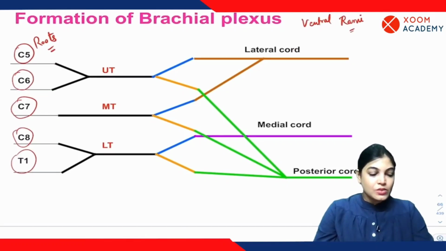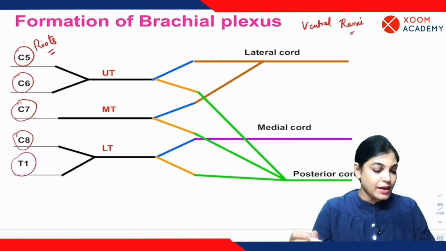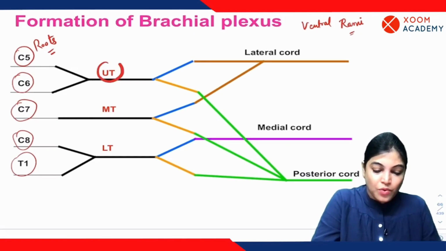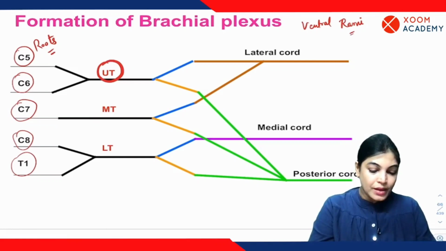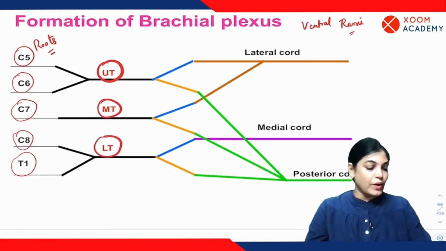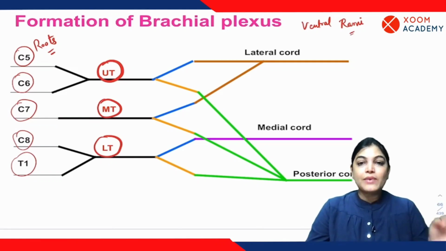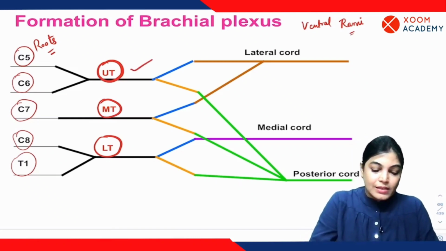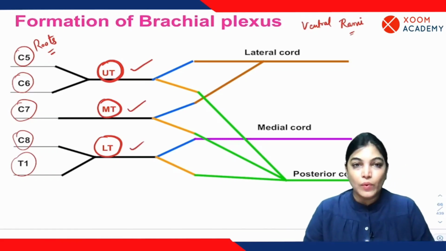Now, in this diagram itself, what you can appreciate is that the roots of brachial plexus join to form the trunks. C5 and C6 will join to form the upper trunk. C7 alone will form the middle trunk. C8 and T1 will join to form the lower trunk. So here very nicely you can appreciate C5 and C6 together join to form the upper trunk, C7 alone continues to become the middle trunk, and C8 and T1 form the lower trunk.